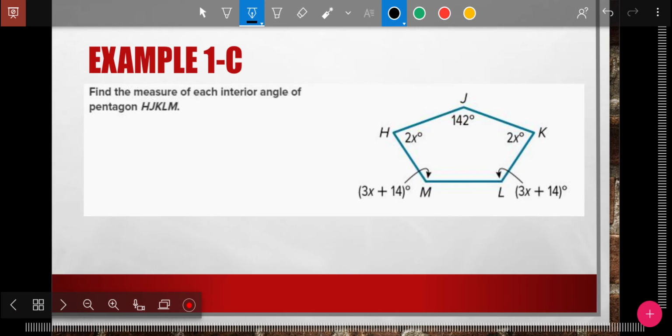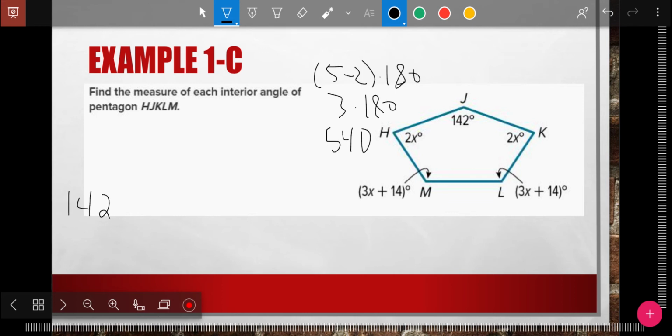Now, in this one over here, is it regular? It's a pentagon, 1, 2, 3, 4, 5, but is it regular? It doesn't use the word regular. And in fact, here, 2x and 3x plus 14, they're never going to be the same. So it's not regular. Now, it's still a pentagon, and so I can still do 5 minus 2 times 180, is 3 times 180 is 540 total degrees. But to find each angle, I first have to figure out what the heck x is.